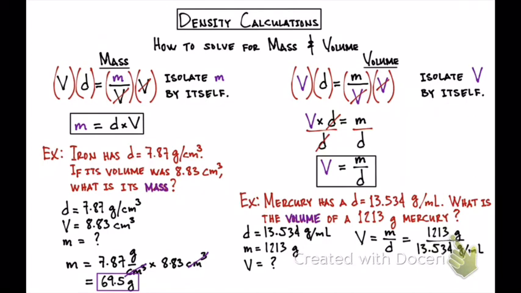So we have 1,213 grams divided by 13.534 grams per milliliter, and you can see how the units cancel each other out. What's left is the unit for volume. So 1,213 divided by 13.534, we get 89.63 milliliters. You can see that we started out with 5 significant figures for density and 4 significant figures for mass. So your final answer should have the same number of sig figs as the one with the least number of sig figs.